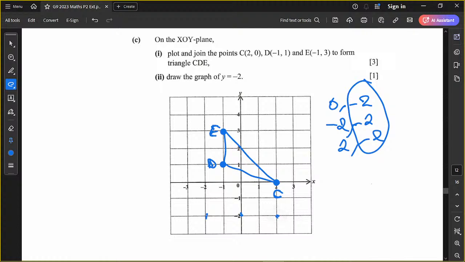Okay, I hope we have now cleared the situation. So the reading on the y-axis should always be -2. Even if on the x-axis they are changing, on the y-axis it's going to be -2. So the graph is going to be like this.